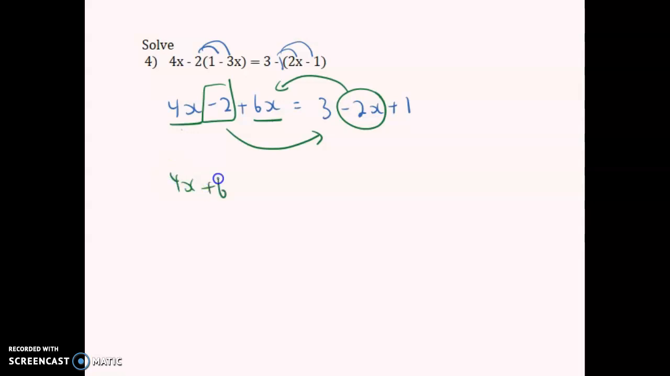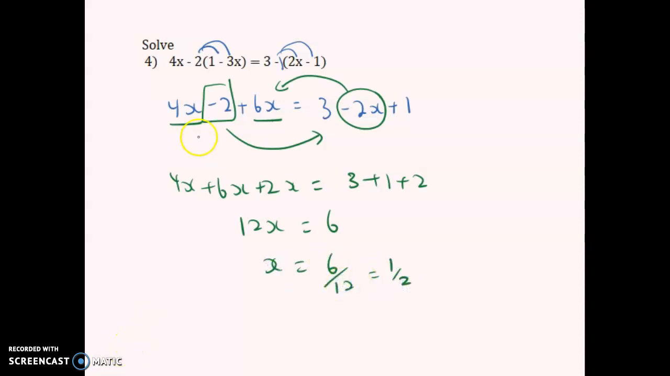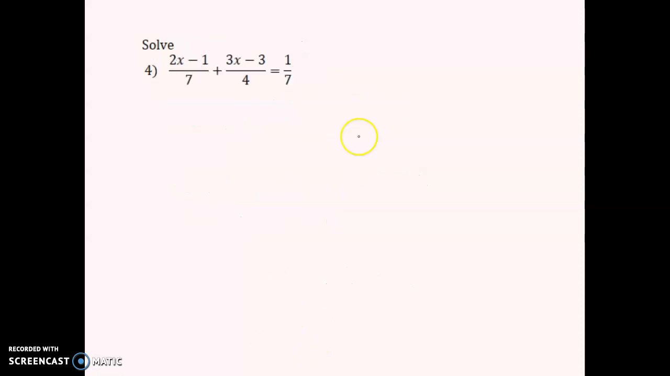So I get 4x plus 6x plus 2x, 3 plus 1 plus 2. This works out to be 12x, and this works out to be 6. So x would simply be 6 divided by 12, which is a half. That takes me to the end of my fourth example. Now let me move on to number 5.